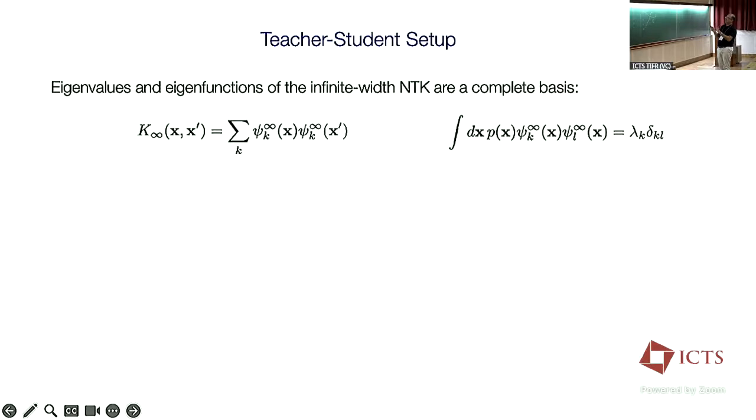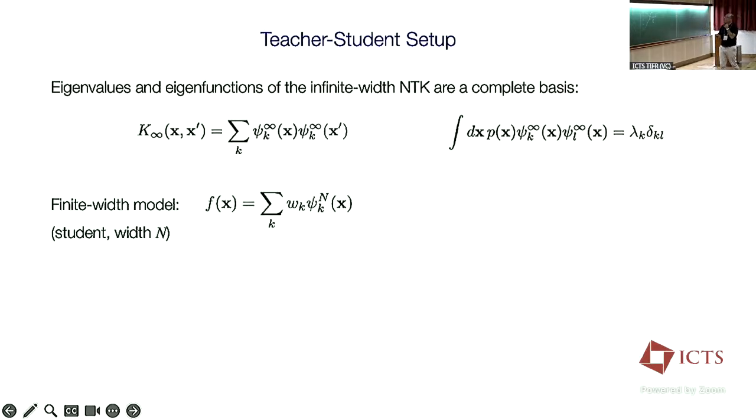Just to set the ground, I know some facts. For example, let K infinity be the infinite width NTK. It has a so-called Mercer decomposition in terms of a bunch of functions. The idea is that these functions are a complete basis, and they satisfy certain orthogonality properties. They're also eigenfunctions of the kernel.